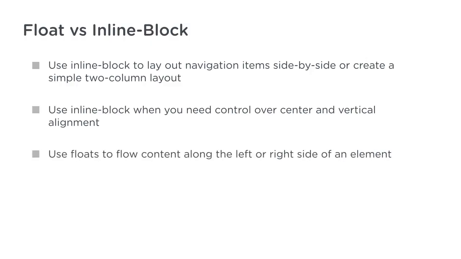As you learned in the previous section of this course, aligning an inline block element, like a column, to the top, middle, or bottom of a container is simple with the vertical align property. And centering a horizontal navbar in a header is also easy with the text align property. Use floats when you need content to flow along the left or right side of an element. For example, flowing text around an image, or pushing one column to the left edge of its container and the next column to the right edge so they appear on the same line.